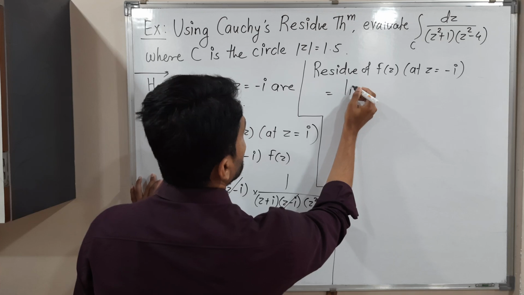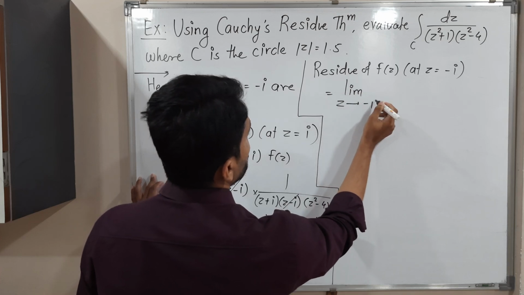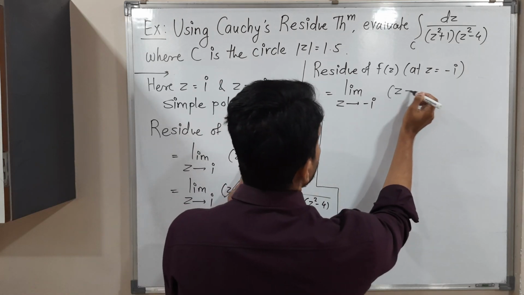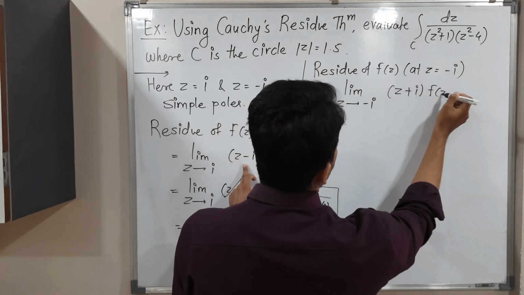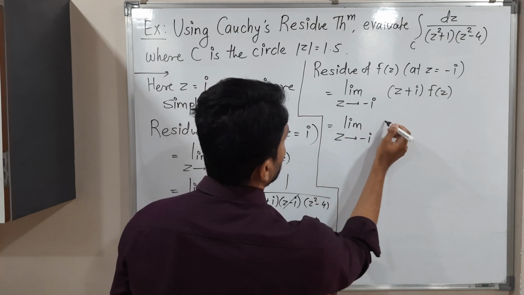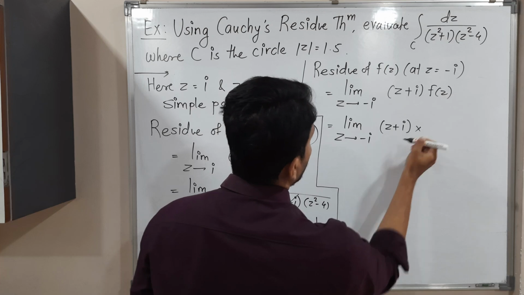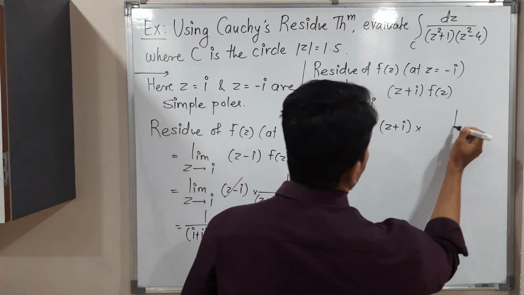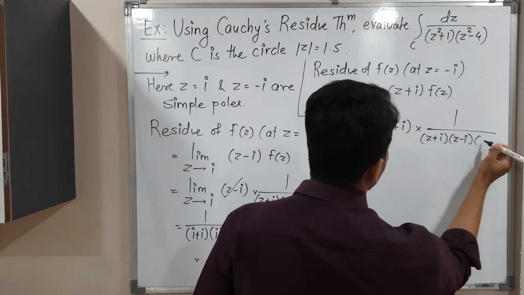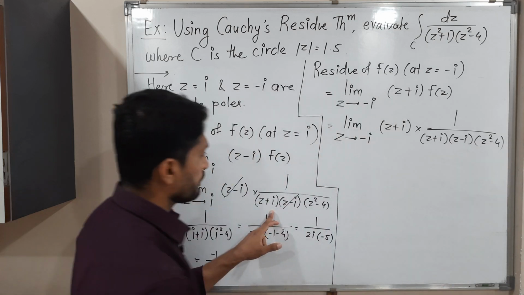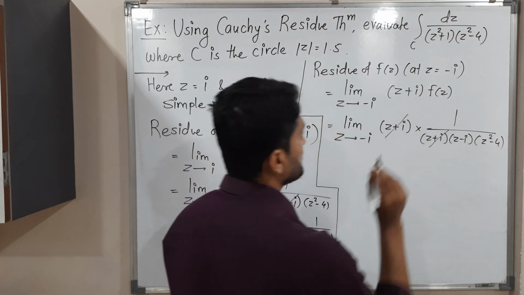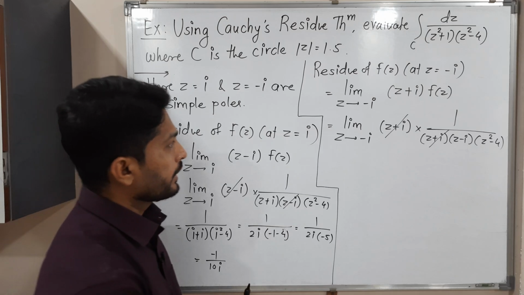So limit z tends to minus i. Here we had z tends to i with (z minus i), so now z minus minus i, that means (z plus i) times f of z. Limit z tends to minus i, (z plus i) f of z, with the same f of z: 1 upon (z plus i)(z minus i)(z square minus 4). What can we cancel here? z plus i with z plus i. They cancel out.